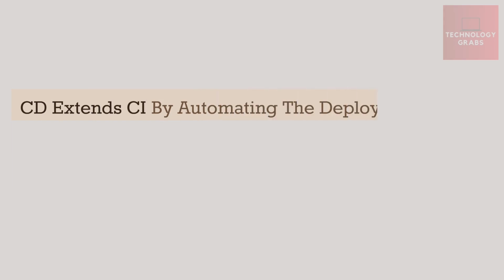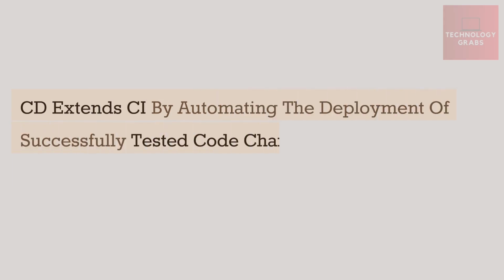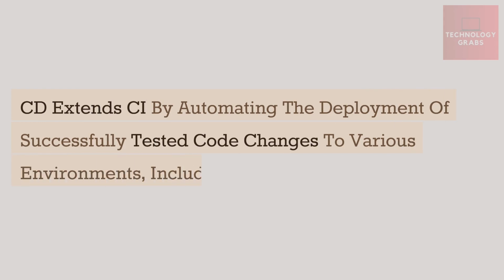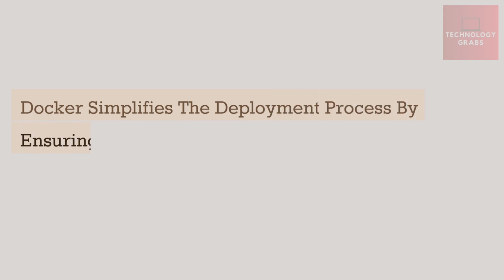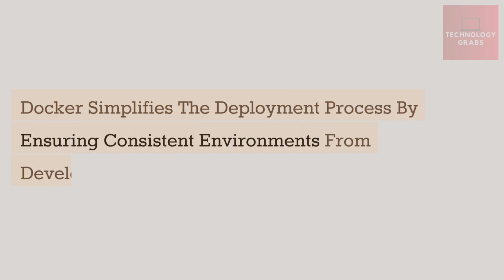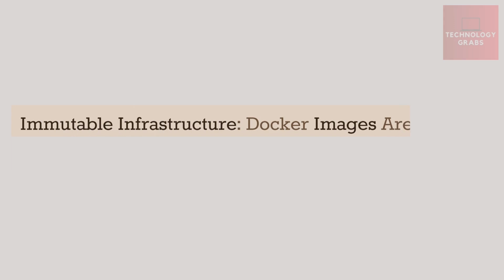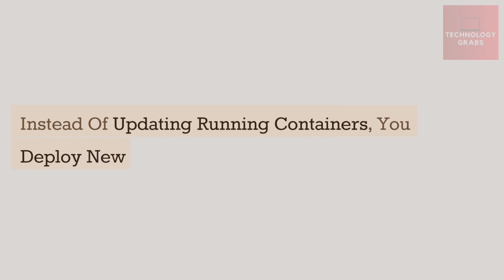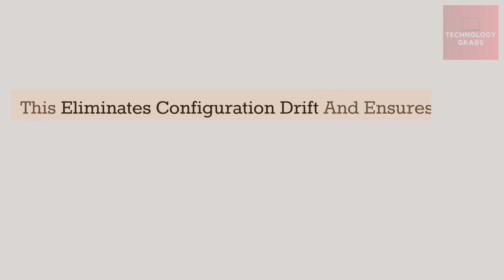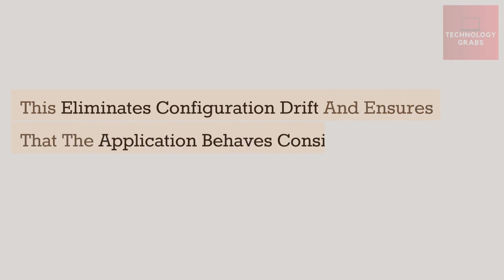Continuous deployment, CD. CD extends CI by automating the deployment of successfully tested code changes to various environments, including production. Docker simplifies the deployment process by ensuring consistent environments from development to production. Immutable infrastructure. Docker images are immutable. Instead of updating running containers, you deploy new images with each release. This eliminates configuration drift and ensures that the application behaves consistently across environments.